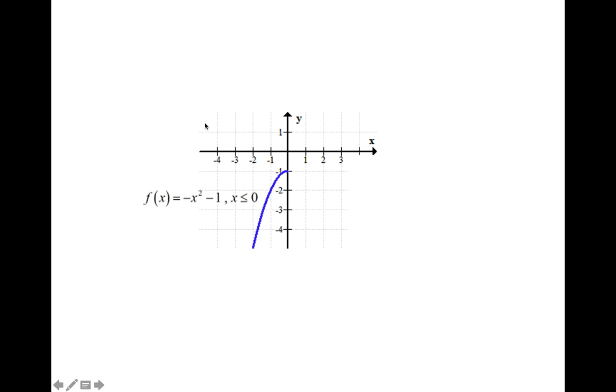Here's another one. Now, for our range, you can see that it's coming from negative infinity, but it stops at -1. So we would say that the range is the set of all y's such that y is less than or equal to -1. And when we talk about the domain, it exists everywhere where x is less than 0. So we would say it's the set of x's such that x is less than or equal to 0.